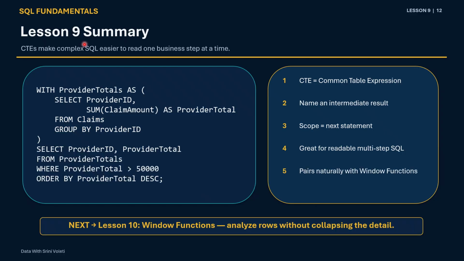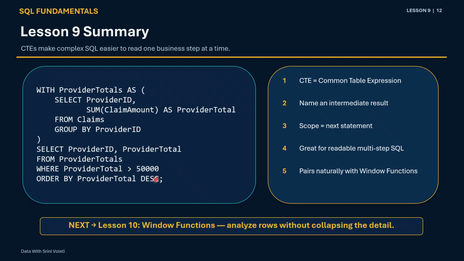Let us review the solution. We begin with provider totals AS. Inside the CTE, we select provider ID and sum of the claim amount as provider total. We group by provider ID. At this stage, our intermediate result has one row per provider. Then the outer query selects provider ID and provider total from provider totals. The WHERE clause keeps only rows where provider total is greater than 50,000. Finally, ORDER BY provider total descending places the highest totals first.